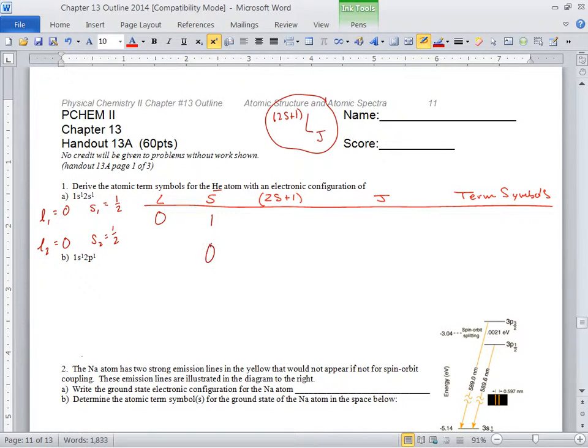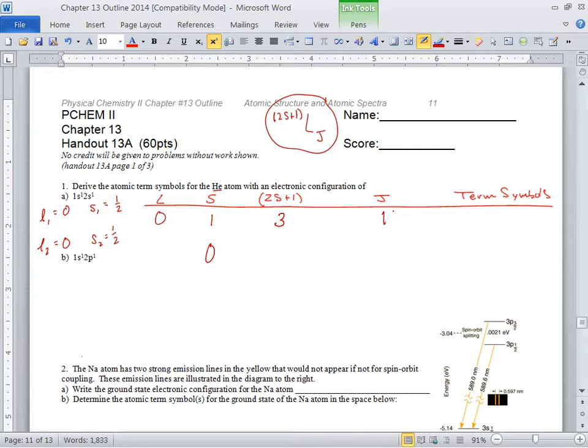Remember how we did this? We went down. Okay. So 2S plus 1 for the top row will be? 3. Right? Everybody following this? And my J will be what? How did that Clebsch-Gordan coupling go? L plus S all the way down to L minus S. Pretty much just 1, right?